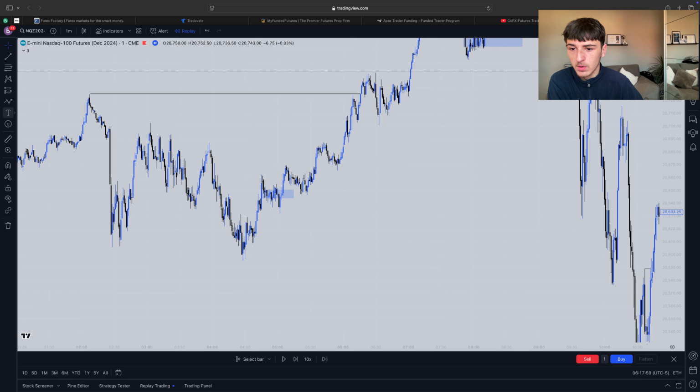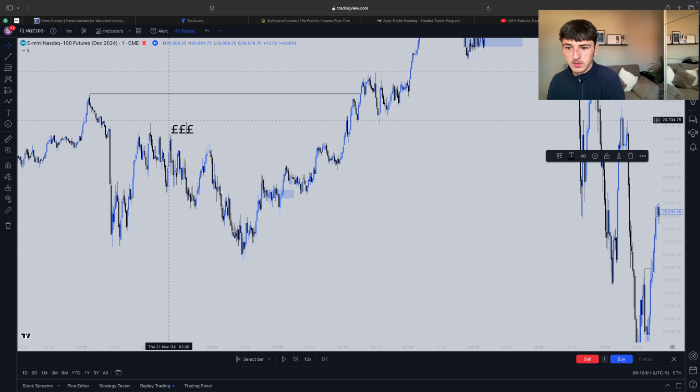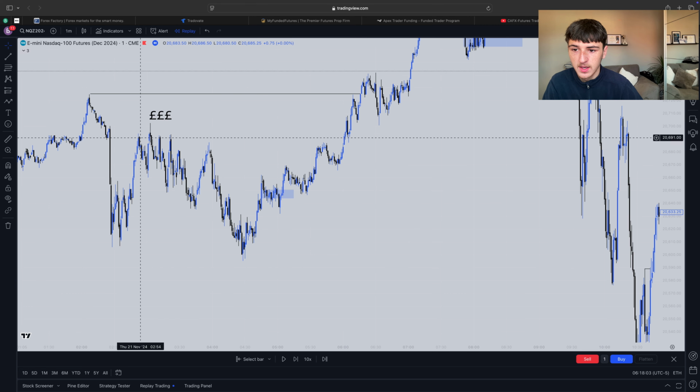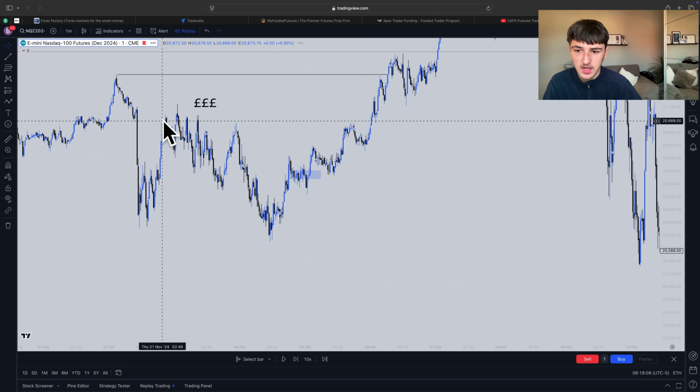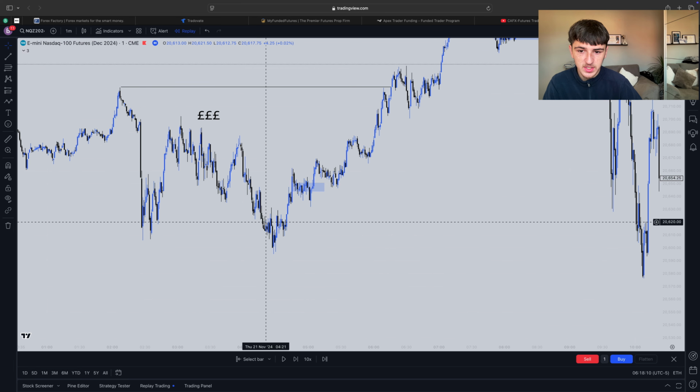Okay, there's a lot of wicks. So here is a liquidity pool resting above here. Why? Because you've got 1 high, 2 high, 3 high, 4 high, 5. You've got 5 different highs, all here. And we see a big push down.